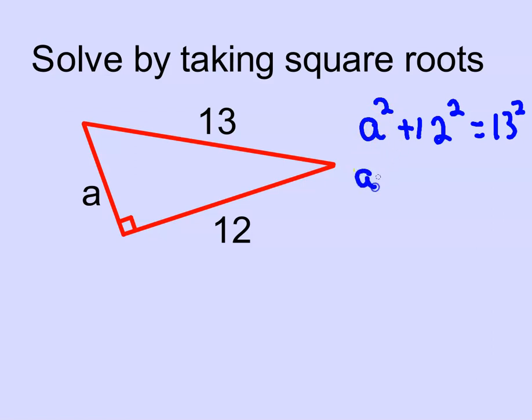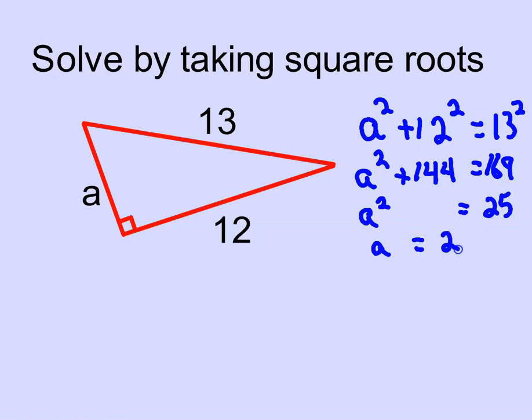So when you did this, you had a squared plus 144 is 169. Then you subtracted 144 from each side, and you got 25. And you said, okay, look, a is the number where if you square it, you get 25. So then you found out the answer to this. You got 5. So you solved a quadratic equation.